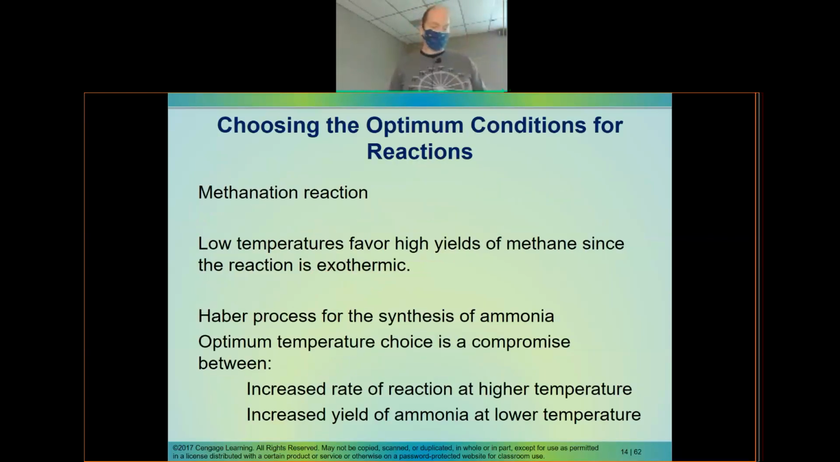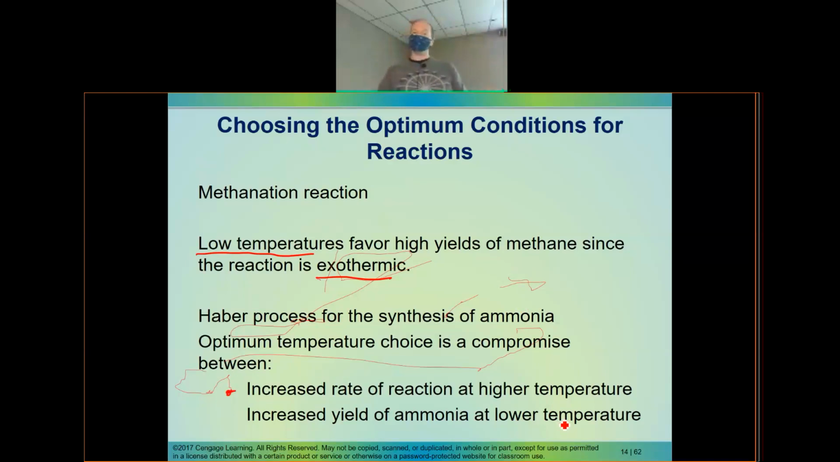All right, so optimum conditions for reactions. Low temperature is going to favor high yields if a reaction is exothermic. So if you want the product to go to the right and it's exothermic, you want low temperatures. If we're doing the Haber process and we are making ammonia, here are the optimum temperature choices. Note that for all reactions, if you want it to go faster, you want a higher temperature. However, with this reaction, if you have a high temperature, you're going to have a lower yield of ammonia because you increase the yield of ammonia at a lower temperature. And so that means that this reaction is exothermic.